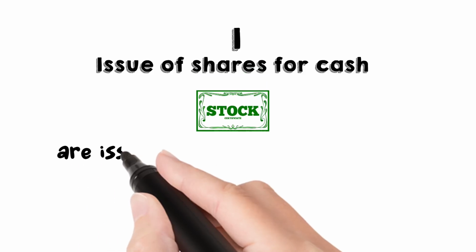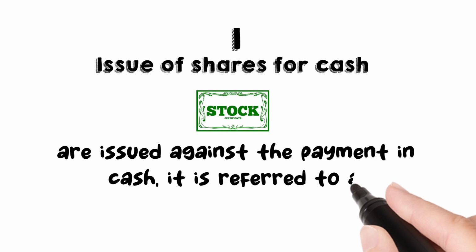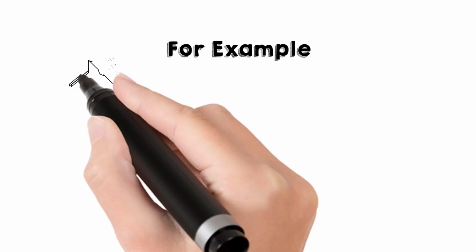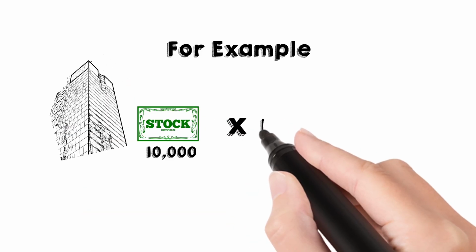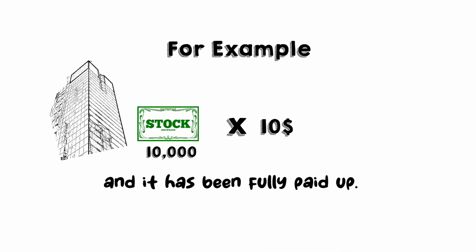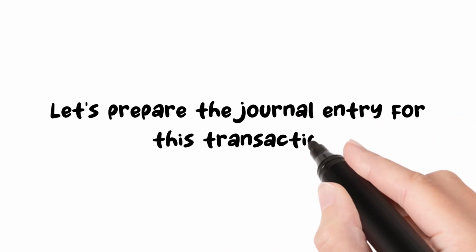When shares are issued against payment in cash, it is referred to as issue for cash. For example, suppose a company issued 10,000 shares of $10 each, and it has been fully paid up. Pass journal entry. Let's prepare the journal entry for this transaction.